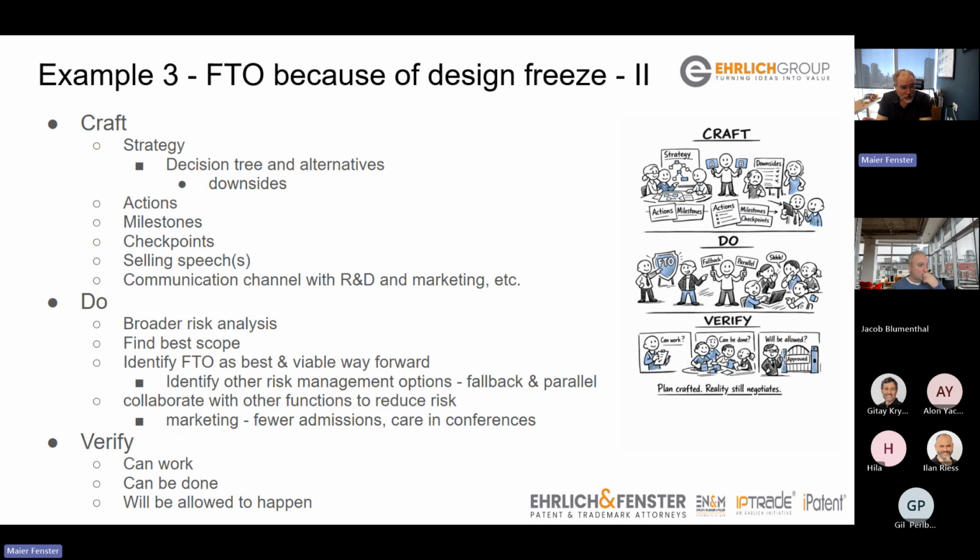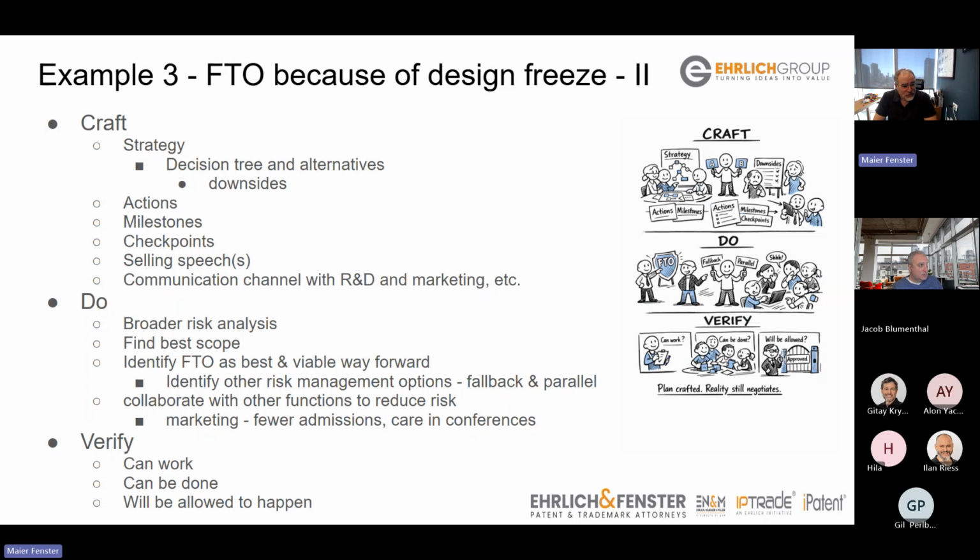So what are you actually going to do at this planning stage? Okay, we're not doing the FTO yet. We have to do a broader risk analysis. We have to find the best scope for the work we're going to do. Identify freedom to operate as the best way to move forward. And if there are other ways, you should decide if they're fallback or if you're going to do them in parallel.